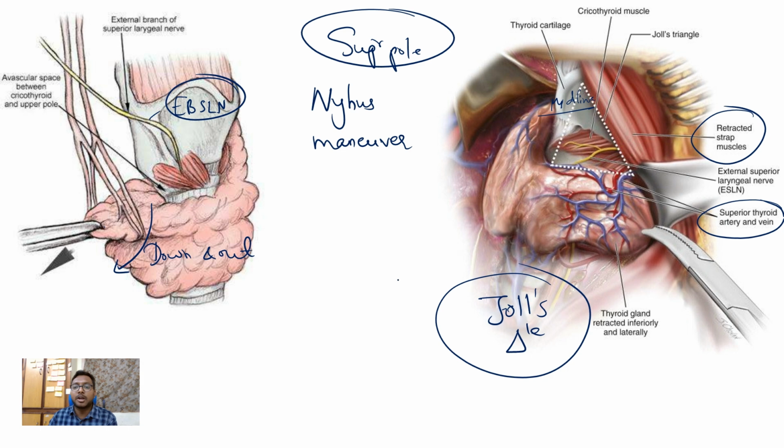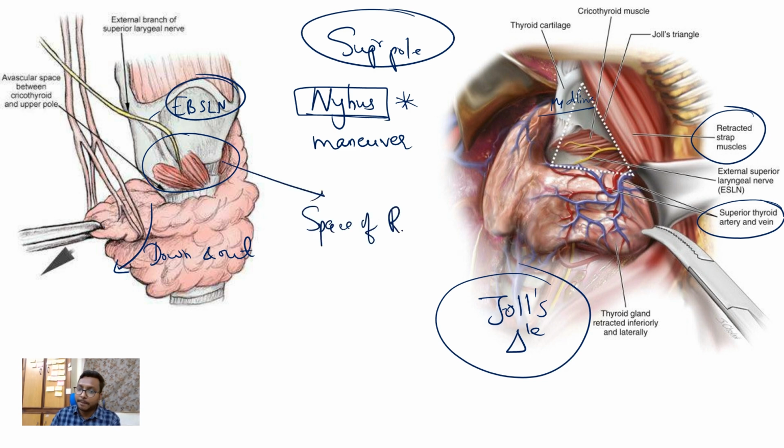This is another important point that they can ask you. The name of the maneuver is Nyhus maneuver. Undergrads, don't worry. For PGs, it is very important. This space is called the space of Reeves. Again, important only for PGs. The space of Reeves is the avascular space between the superior part of the thyroid gland and the cricothyroid muscle. This is the cricothyroid muscle.